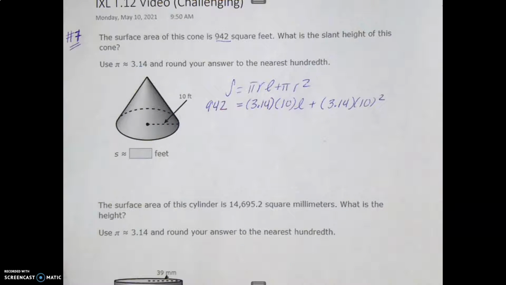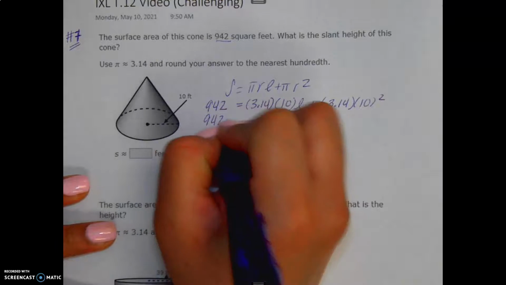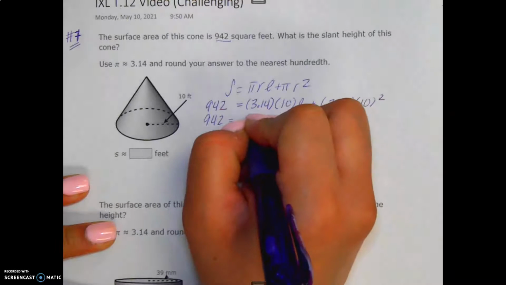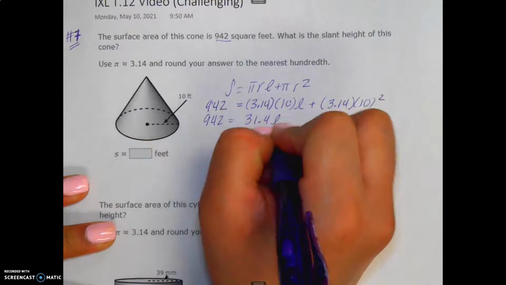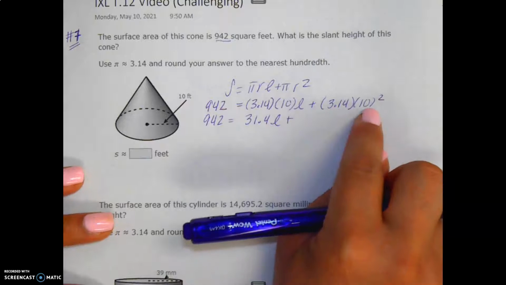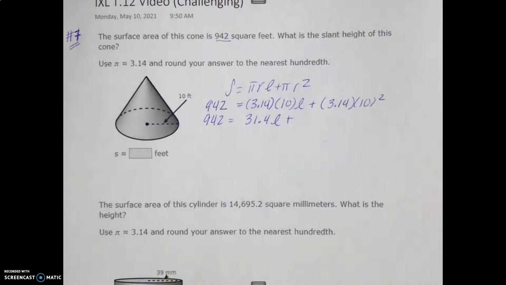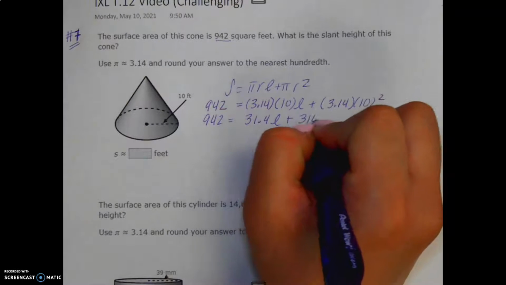All right, so there's a lot of things that I can calculate. So if I just look at the numbers themselves, those can be calculated. 3.14 times 10, I'm just going to rewrite this. That is 31.4 L plus 3.14 times 10 squared. 10 squared is 100, so that's really 3.14 times 100, which is 314.